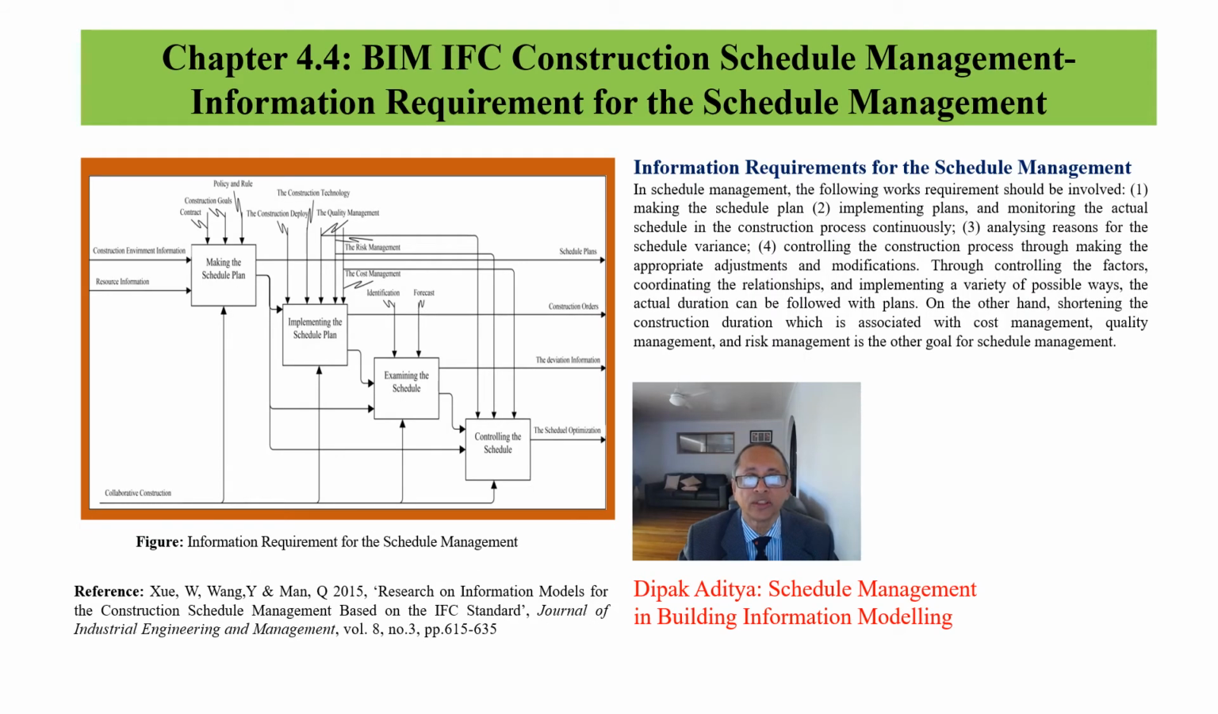Information requirement in project schedule management. Steps are making the schedule plan, then implementing the plan and monitoring the schedule during the construction process. Next, analyze the reasons for schedule variance. Finally, control the schedule by making adjustments. The schedule variance is explained earlier.